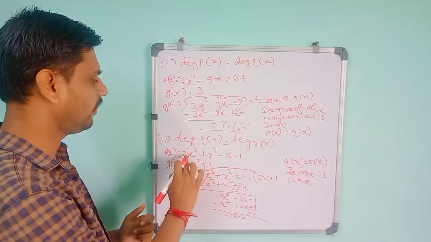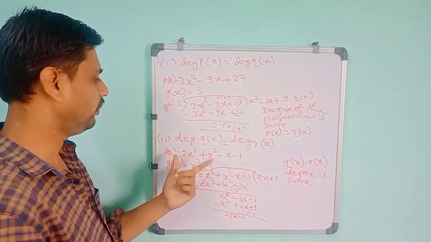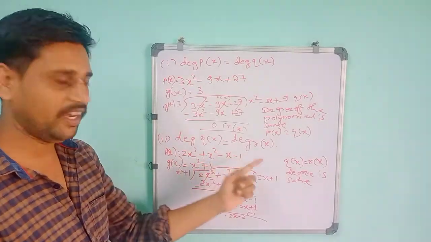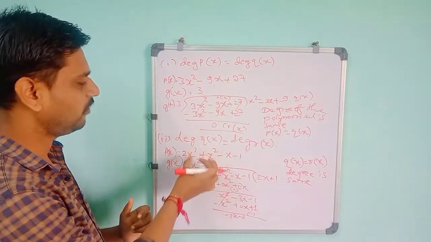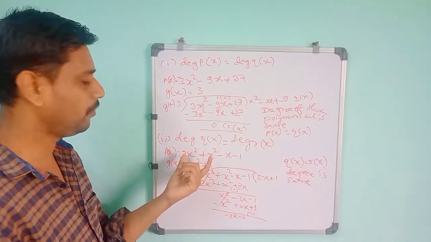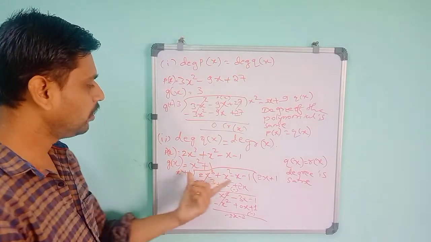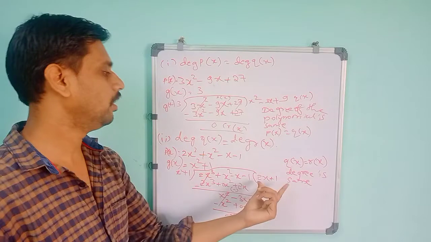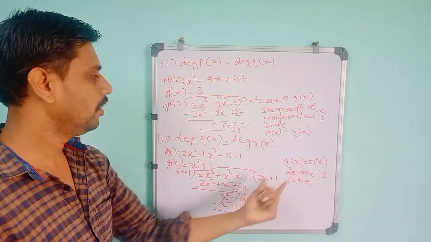You can take here 3x cube plus minus, so you can take anything. You can take any equation, 2x cube plus x square minus x minus 1. Then for g of x you have to take a degree smaller than this equation. 2x cube is there, so I have taken x square plus 1. So x square plus 1, you have to divide it. Then you will get q of x of degree 1, and the remainder will also be r of x.